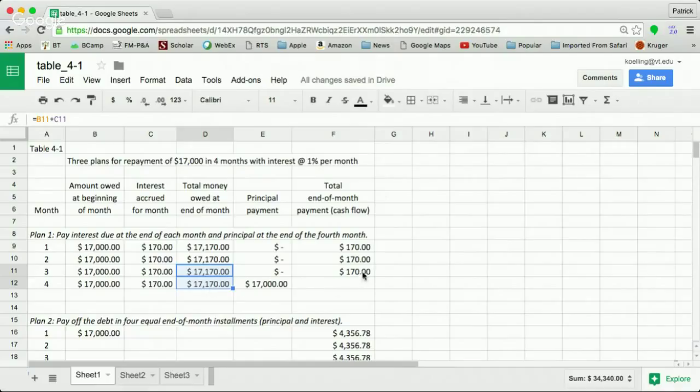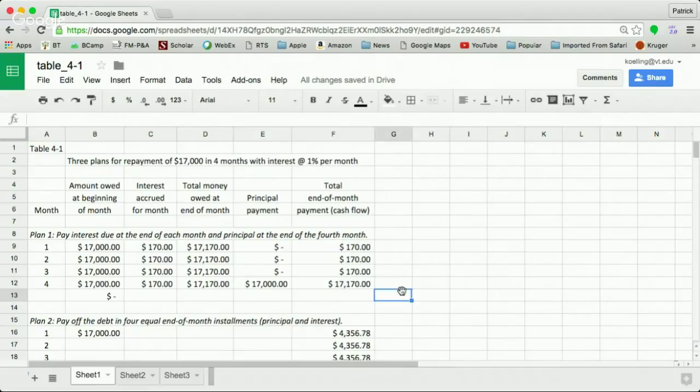$17,170. Now, however, we pay off not only the $170, but the $17,000. So we pay $17,170. And if we were to calculate our balance here, if we were to drag this down and calculate what we owed, we owe nothing. So we're done. That's the way we repaid the loan in this manner.